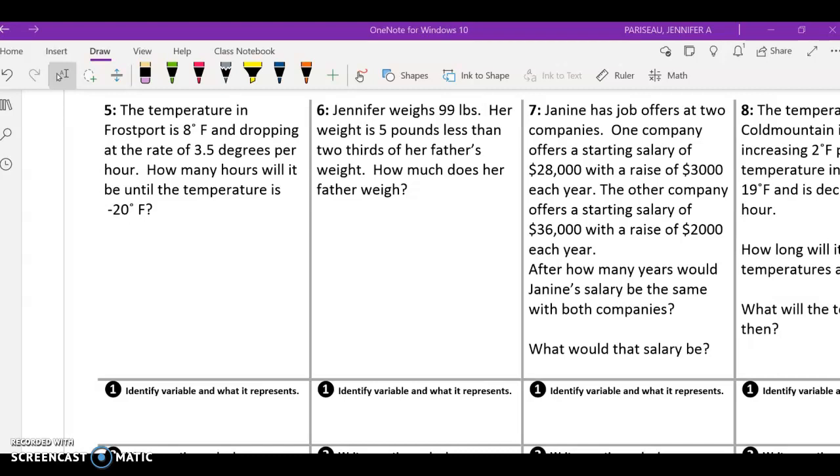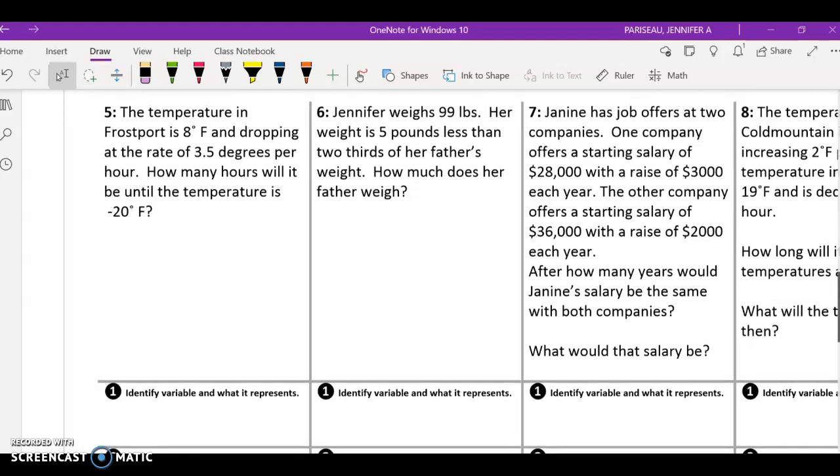Welcome to part 2 of writing equations with word problems. Again, this is page 10 in our OneNote, or just the back side of the worksheet. So we're going to keep on going, using all of the same strategies.